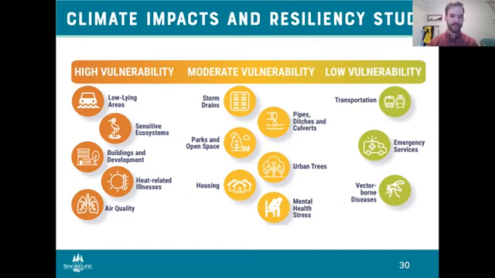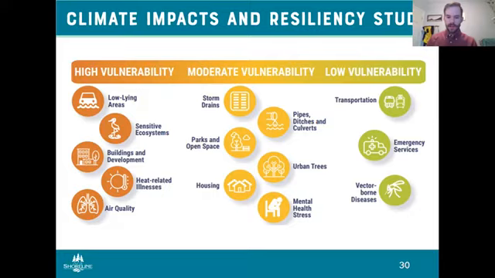So here's a few of the elements that were considered and how they were ranked in terms of risk and exposure. So you can see air quality, hyperlocal flooding impacts, ecosystems, buildings, and heat events really rising to the top, with some stormwater system impacts like our storm drain sizing, our pipes and culverts, and our trees and open spaces in this moderate vulnerability range.